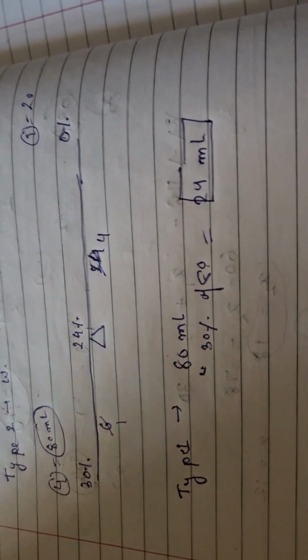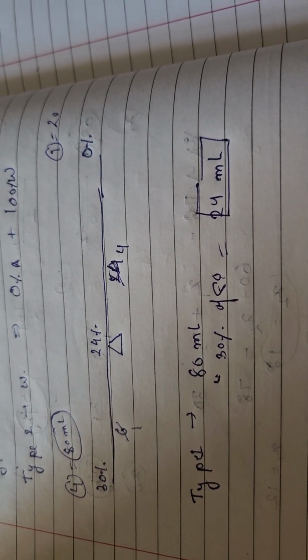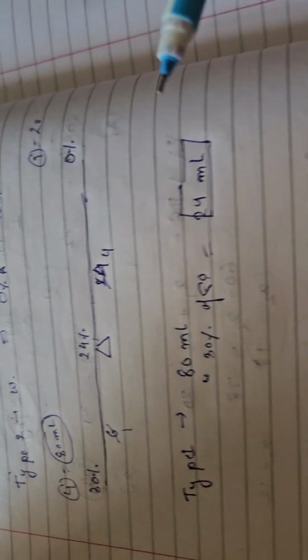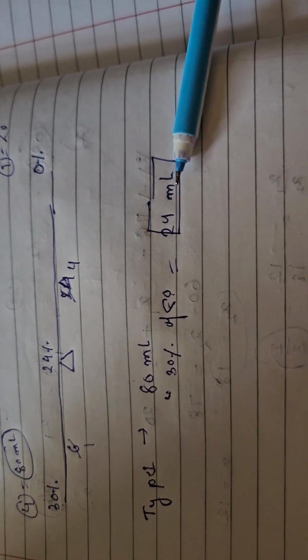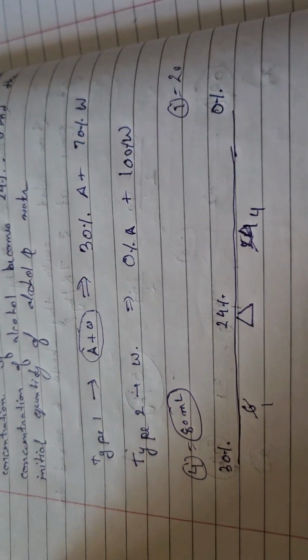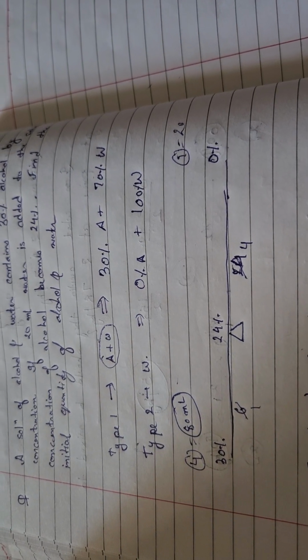So this was using the weighted average tricks that we have learned in the previous lectures. Using the same trick, we have found out the quantity of alcohol and water in this particular problem. But in this lecture, I'll also tell you another trick. That trick I'll tell you in another part of this lecture.